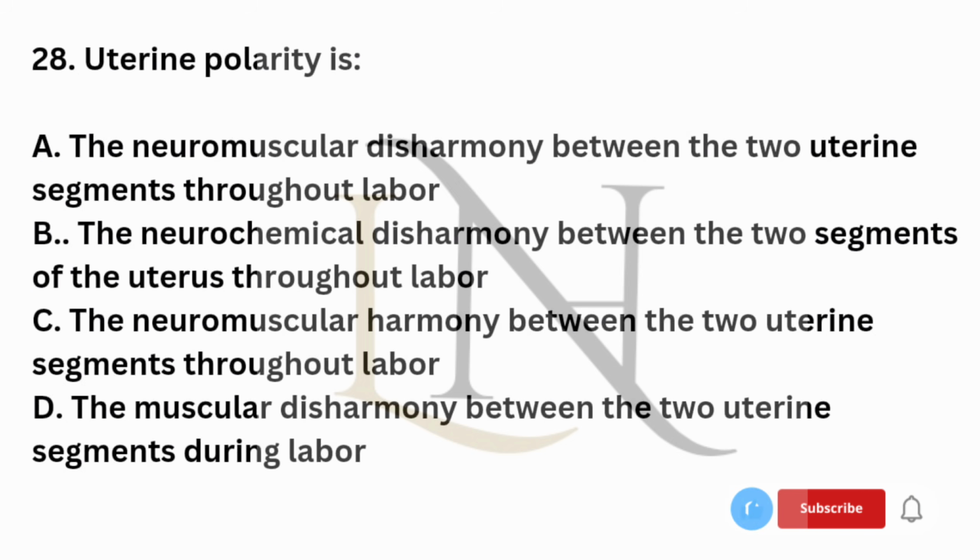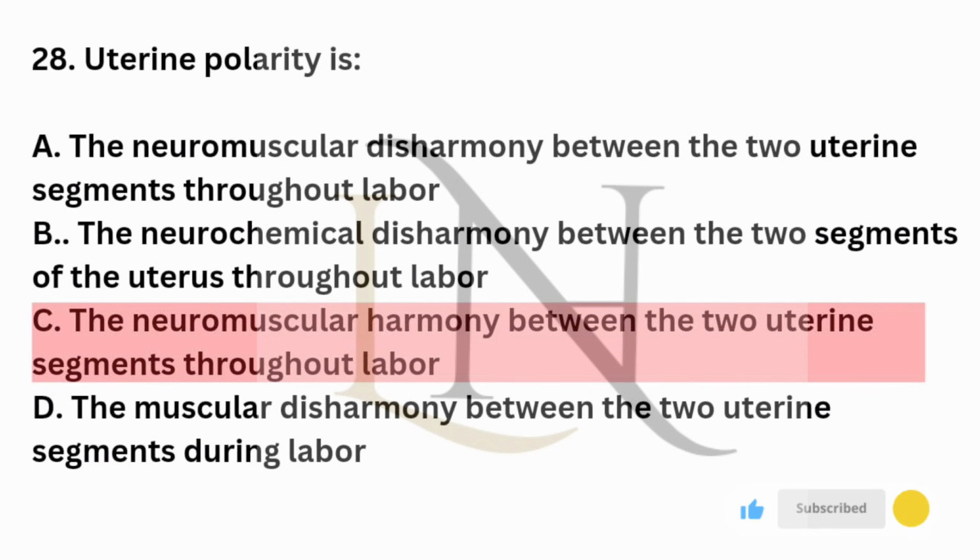Uterine polarity is option A, the neuromuscular disharmony between the two uterine segments throughout labor. Option B, the neurochemical disharmony between the two segments of the uterus throughout labor. Option C, the neuromuscular harmony between the two uterine segments throughout labor. Option D, the muscular disharmony between the two uterine segments during labor.